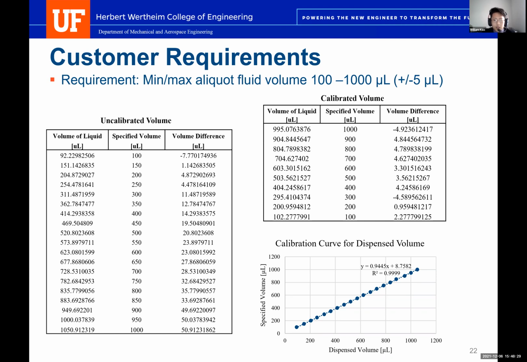And as a result, we made a calibration curve, which fit quite nicely. And using this calibration curve, we can edit our code so that we specify a different volume to hit our specified volume. And above, you can see the table for calibrated volume hitting all within our 5 microliters. And in specific, when we did some final testing with 200 microliters, we hit 201.4 microliters and 199.8 microliters, which is well within the 5 microliter range. Next slide.